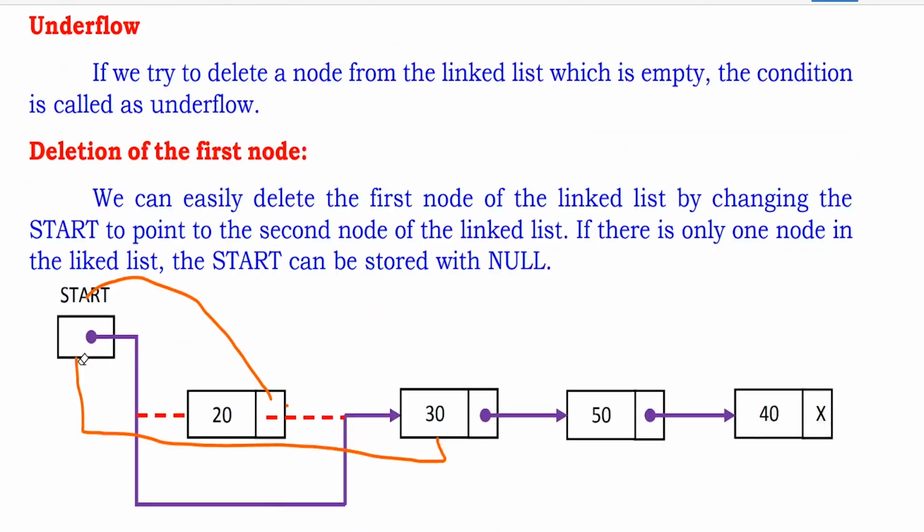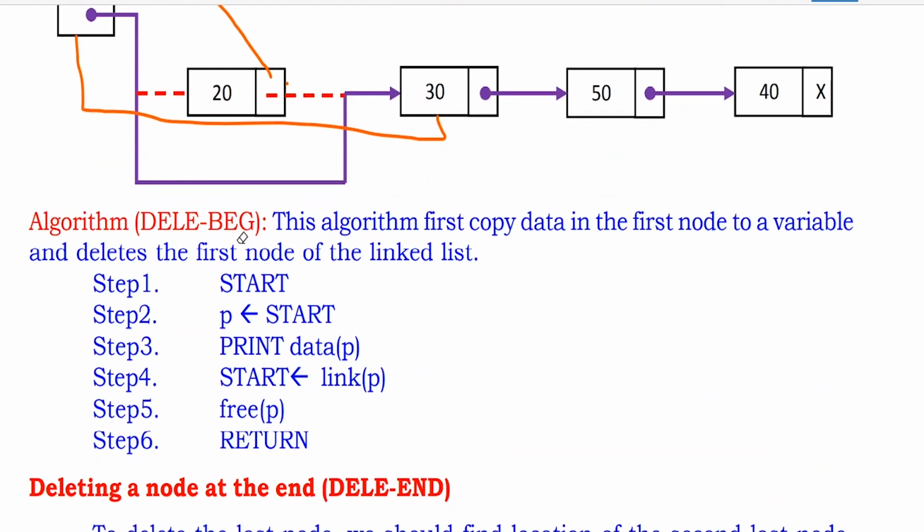It's a very simple algorithm, so you can follow, you can see here. This algorithm first copies the data in the first node to a variable and then deletes the node. So you take p is equal to start. Print whatever operation you want to do, the data. The data field, 20, is displayed, mentioning that the data 20 has been deleted. This is a data field. Then we delete that one. After that, what happens? The start will be link of p. This link of p contains an address, so that address is copied.